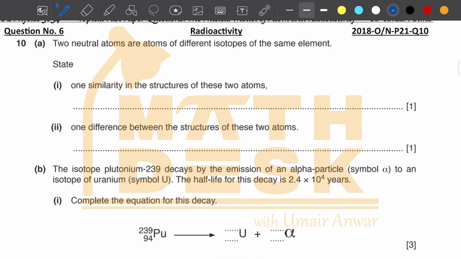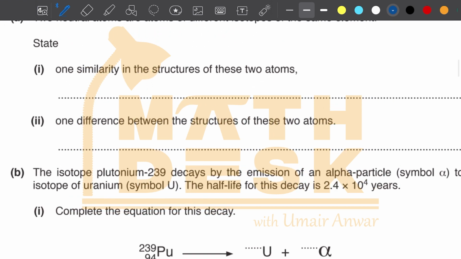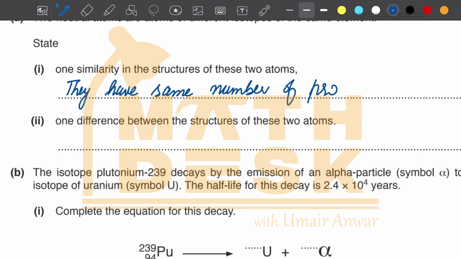So we know that when two atoms are isotopes of the same element, they always contain the same number of protons or electrons but a different number of neutrons. So I'm writing here they have the same number of protons or electrons.